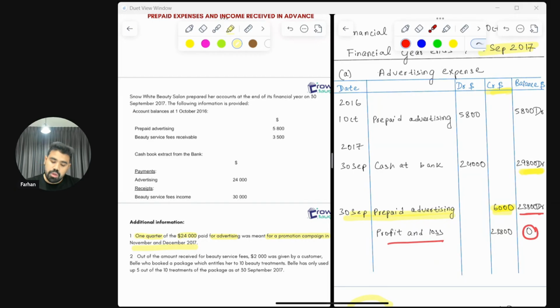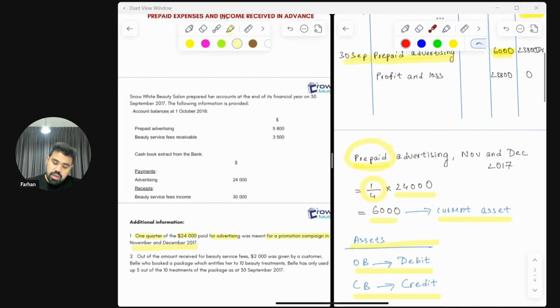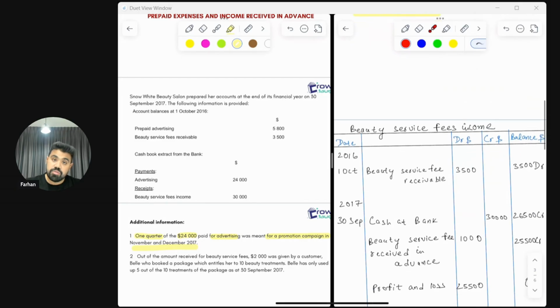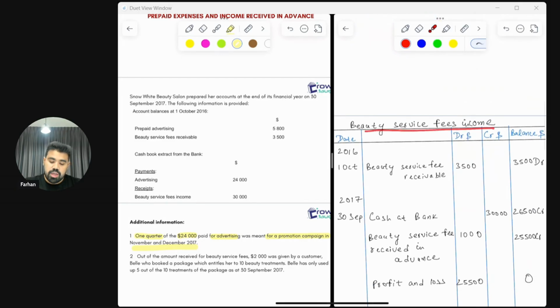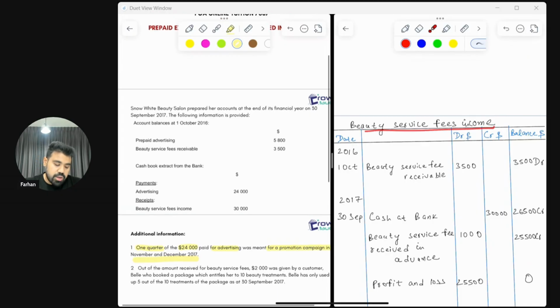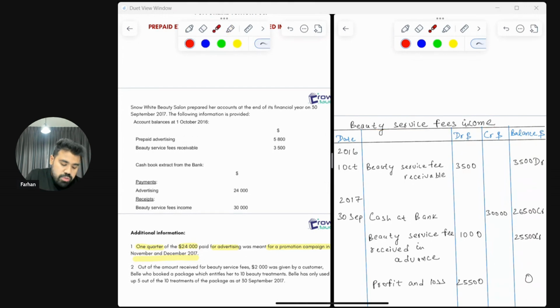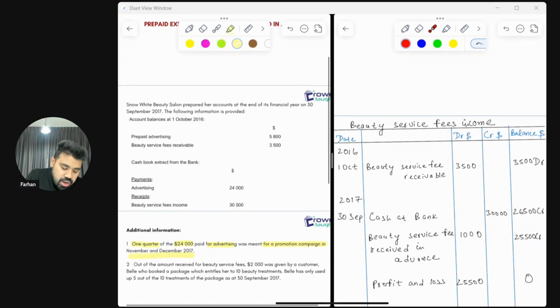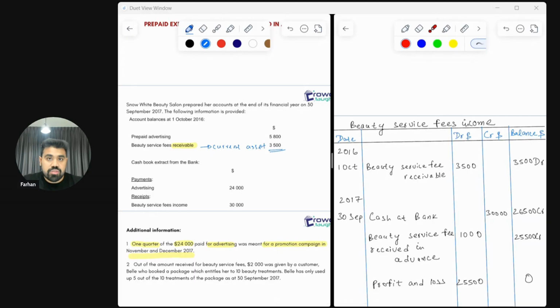All right? Okay, so now let's prepare the account for beauty service fees income. Okay, so here we will have some adjustments relevant to income received in advance. Okay, so let's have a look with what's going on. Now, the account balances at 1 October 2016 for beauty service fees receivable. This is a current asset, all right? The reason this is a current asset is because this service fees is what we expect to receive on 1 October 2016. So as we already know, all assets should have an opening balance on the debit side.